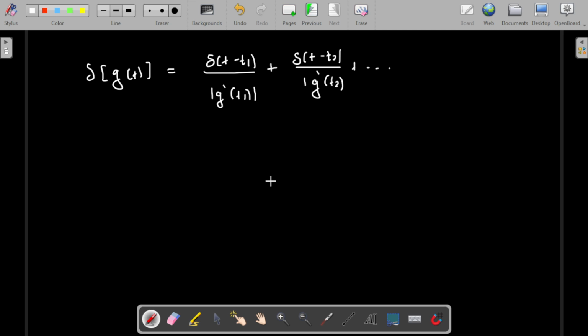This will continue up to infinity. So the thing is that g of t is equal to 0. We have to make sure the internal function is equal to 0. Then the values we get are t1, t2, t3, up to infinity, like this. So we find the values at which the function is equal to 0. Okay, let me take an example here.